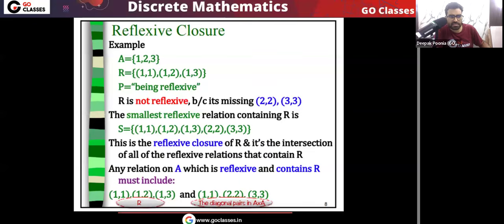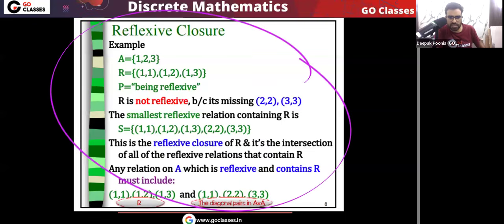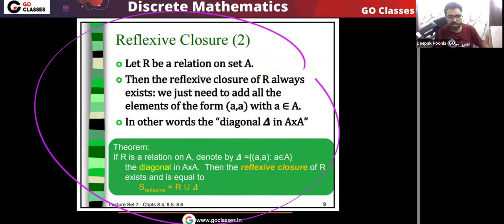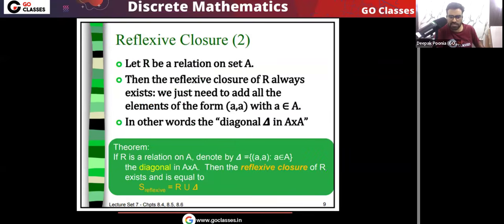So you can read these slides. You can see this slide also you can read. This slide also you can read. Everything that is there in these slides we have already seen. Now let's move on.